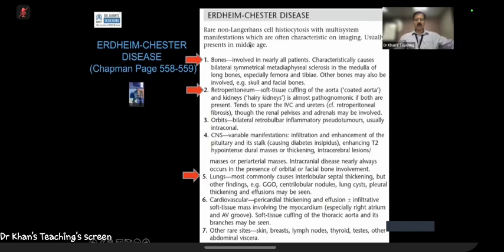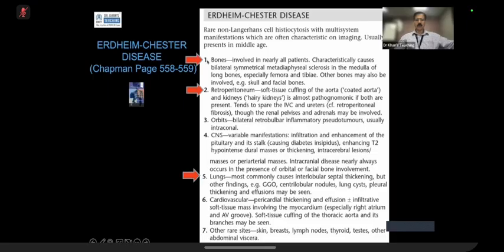Now, what is this? This is from the second portion of Chapman, page 558, 559. You can also read it from Radiopaedia, for example. Erdheim-Chester disease is a rare non-Langerhans cell histiocytosis with multi-system manifestations, often characteristic on imaging. Please remember the second part of Chapman has a lot of these conditions with multi-system manifestations, sarcoidosis and lymphoma and you name it. So you must read it from there. It is beautifully summarized there.